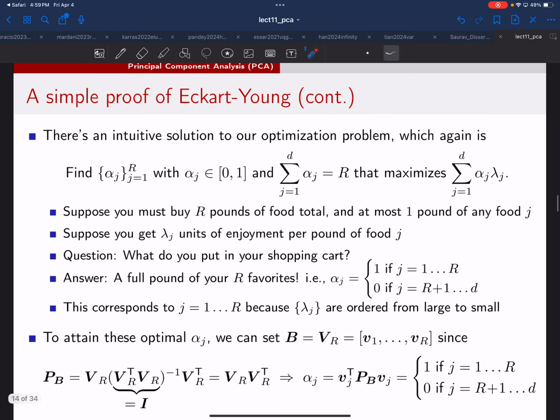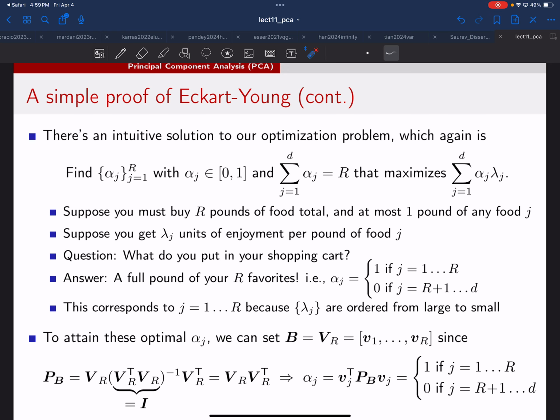So here, I already did it in words, but basically this is what I just described. And this is our solution. We're going to choose alpha as 1. Because we already ordered our lambda j's from big to small, we're just going to choose alpha j as 1 for the first capital R j's, and then 0 for the remainders.